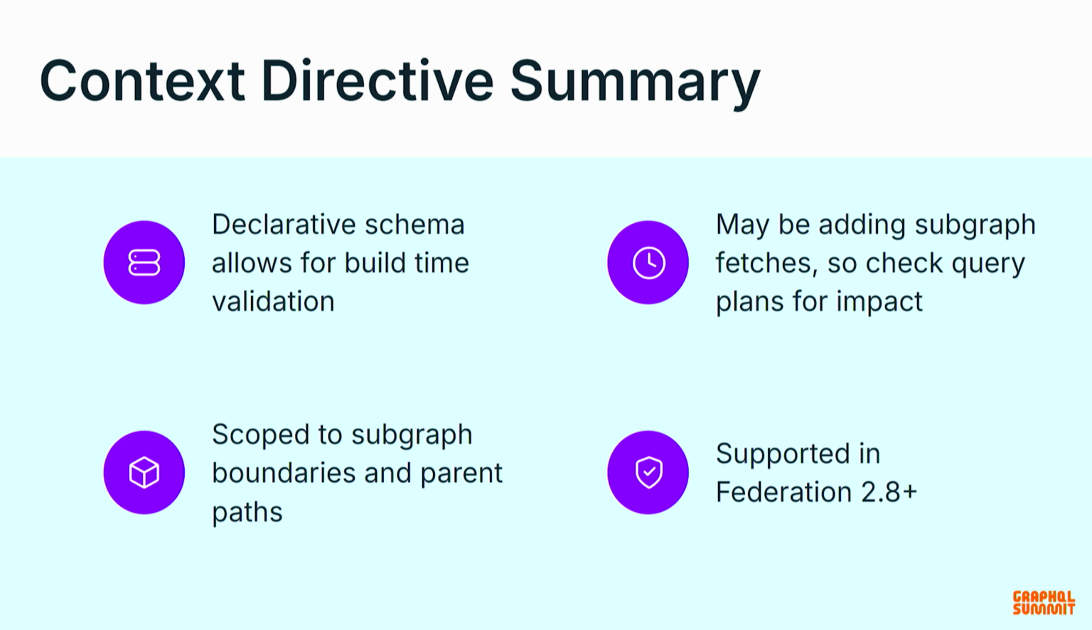So to use this stuff, we need to be using Federation 2.8. It does need to be scoped to subgraph boundaries, so I can only use an at context within one subgraph. I can't declare at context and then reference that in another subgraph file or another subgraph schema. And it also needs to be on the parent path, right? So it must be some way for me to get from that argument. If I go up my chain of the parent definitions and type definitions, I need to somehow hit that context that way. I can't go up and down, it needs to be on the parent path, right? But this allows for, again, that declarative build time validation of our schema. And again, if you want to learn more about how this is impacting your operations, check those query plans, start inspecting the number of fetches you're doing. That'll help you kind of see what's happening under the hood.